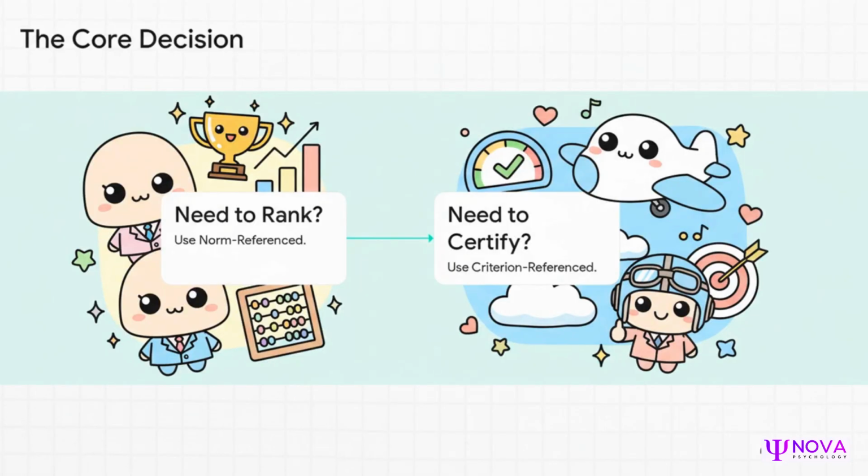So, let's just boil it down to a simple decision. Do you need to rank people to find the top candidates from a big applicant pool? Then you need a norm-referenced test. But if you need to certify that a pilot knows how to land a plane safely, you need to measure their skill against a fixed standard. You need a criterion-referenced test. It's that simple. The purpose defines the tool.